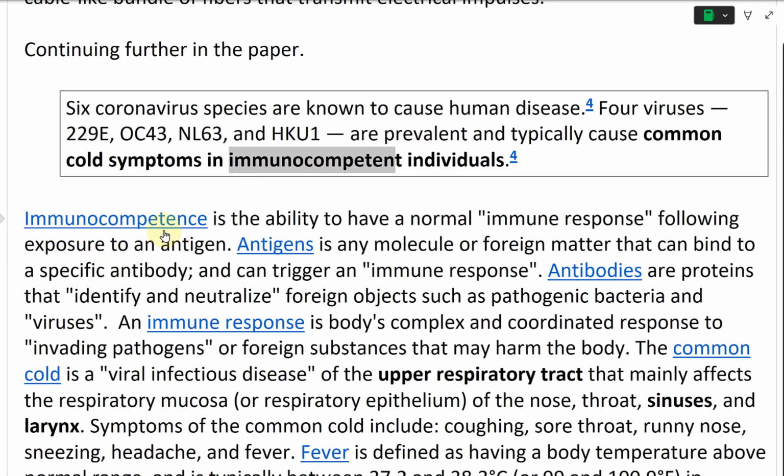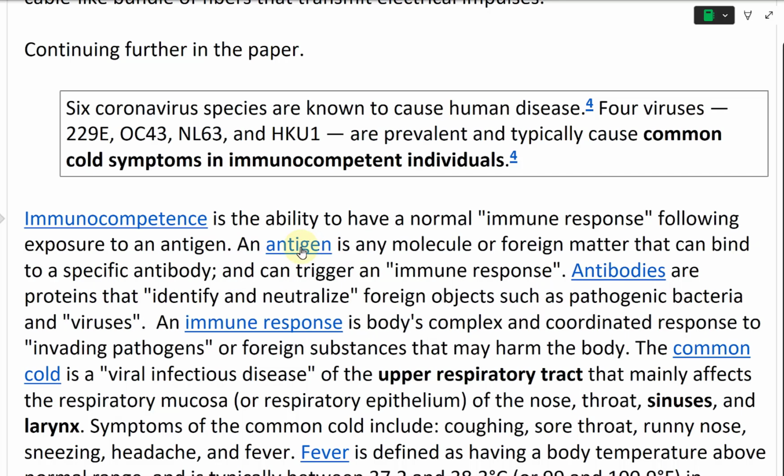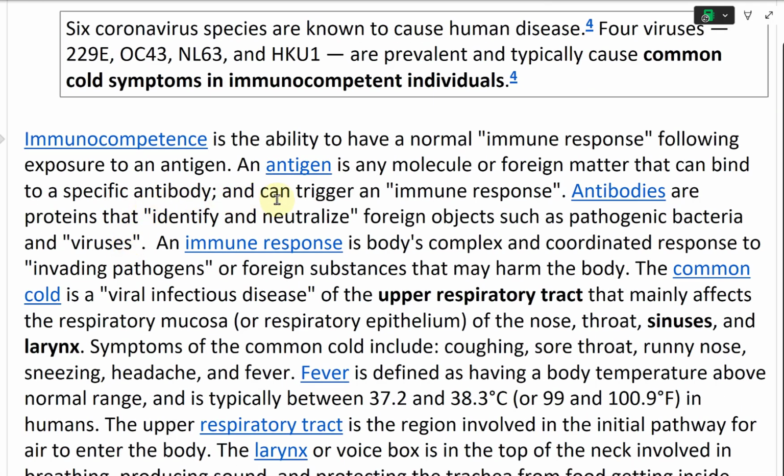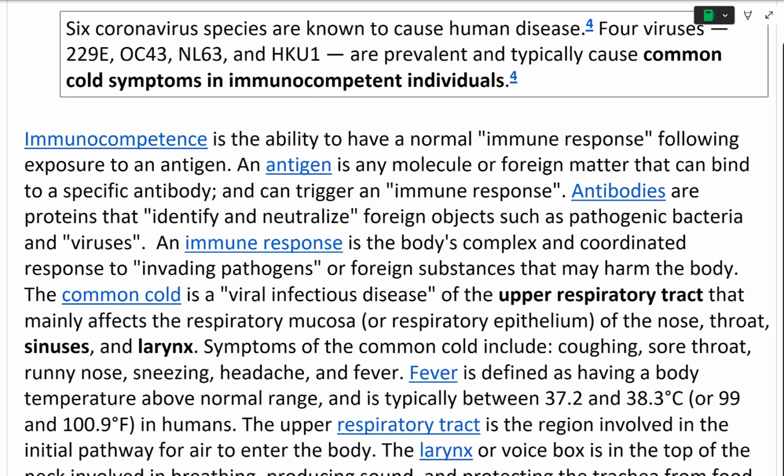So first off, immunocompetence is the ability to have a normal, quote, immune response following exposure to an antigen. An antigen is any molecule or foreign matter that can bind to a specific antibody and can trigger an, quote, immune response. And antibodies are proteins that, quote, identify and neutralize foreign objects such as pathogenic bacteria and, quote, viruses. And an immune response is the body's complex and coordinated response to, quote, invading pathogens or foreign substances that may harm the body.